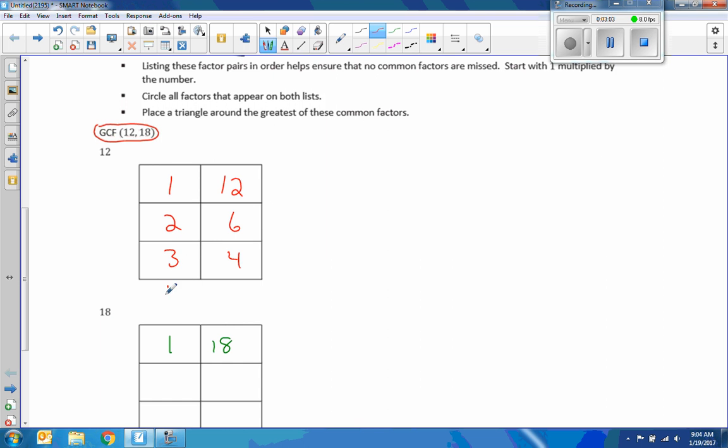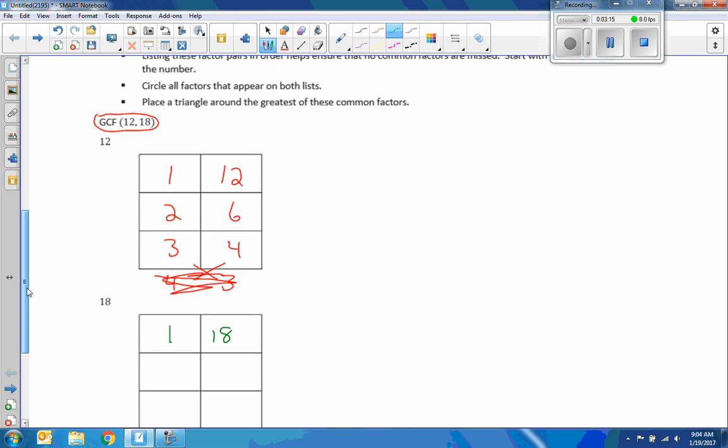Once you get to a point where you're repeating, see how these just crisscrossed? There's no need to continue. You're going to get 6 and 2, you're going to get 12 and 1. You're just doing a repetition. So once you repeat, you can stop. So I'll do that with this one as well.